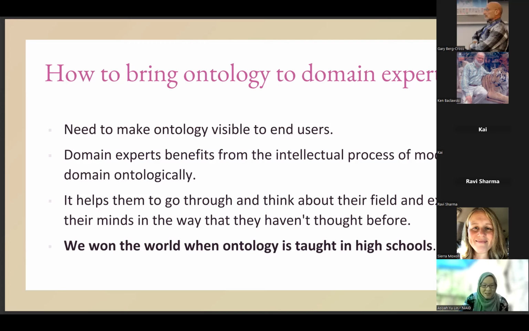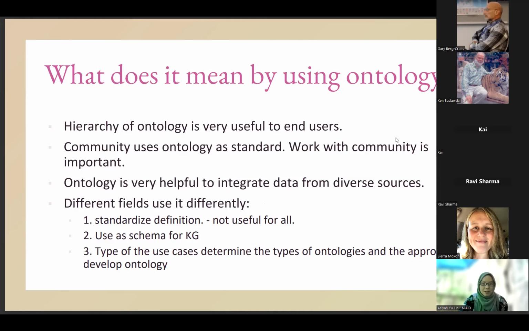And he also said that we want a world where ontology is taught in high schools. And I totally agree. Ontology for high schoolers will really help them to study. Okay, so what does it mean by using ontology? Hierarchy is very useful. And usually communities use ontology as a standard. Therefore, working with the community is really important in ontology development. And another common theme of ontology's usefulness is that it can help to integrate data from diverse sources.